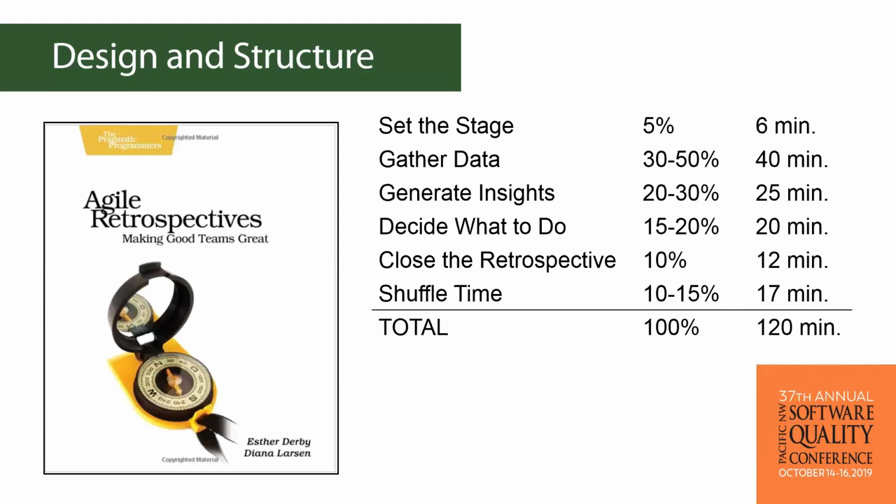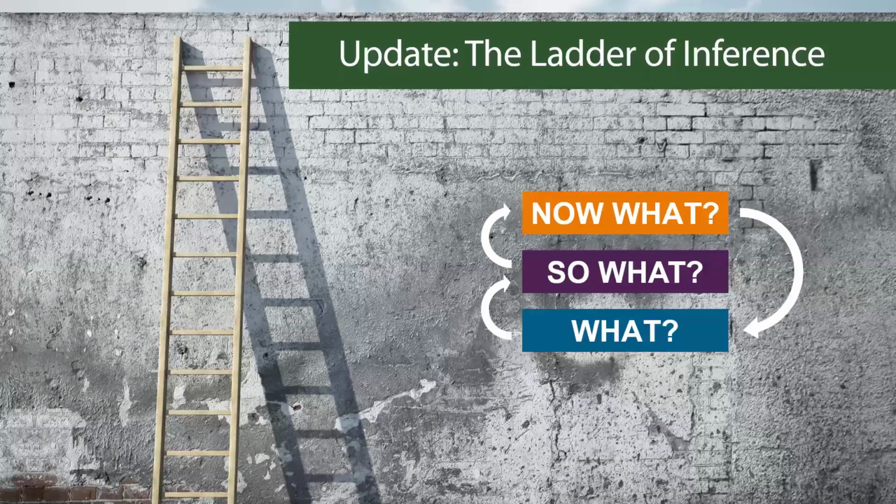In terms of framing this as an update, and we talk about mental models, so this is how Diana and Esther have depicted it in the book. The mental model version of that that's easy to remember is what we call the ladder of inference. And so the idea is what, so what, now what. And again, this corresponds pretty well to the ORID.